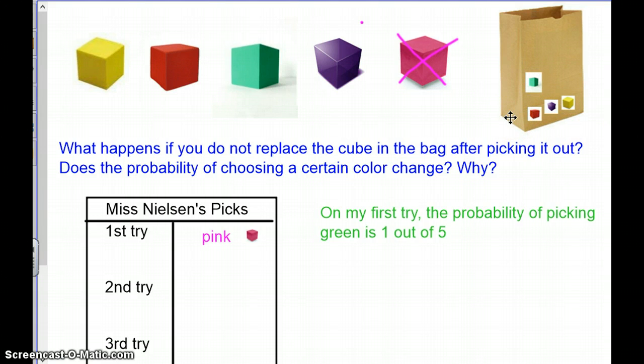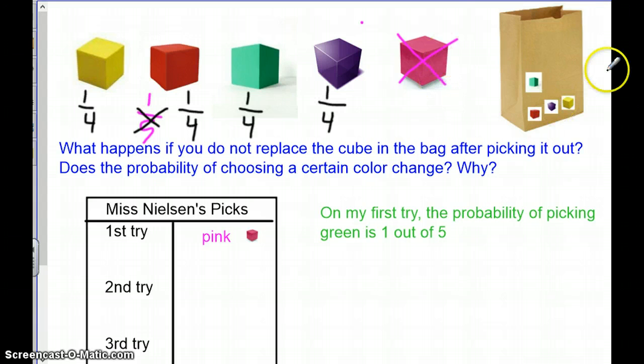Well, what is my chance of pulling out a red cube? Is my probability still 1 out of 5, like it was last time? No, the answer is no, it is not 1 out of 5, because if we count, there are only 4 cubes in the bag now. So now my probability has gotten better. The chances of me pulling out a green cube or a red cube or a purple or yellow cube are 1 out of 4. And each of these cubes has the same probability.